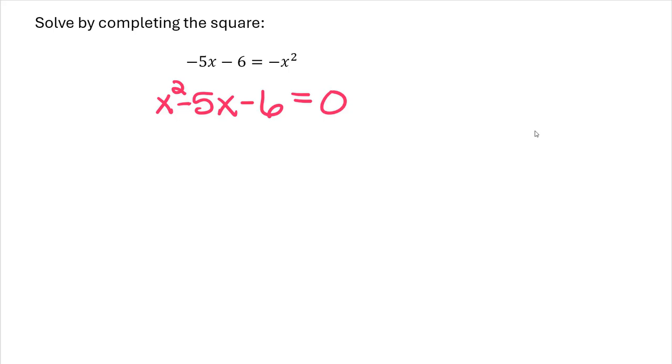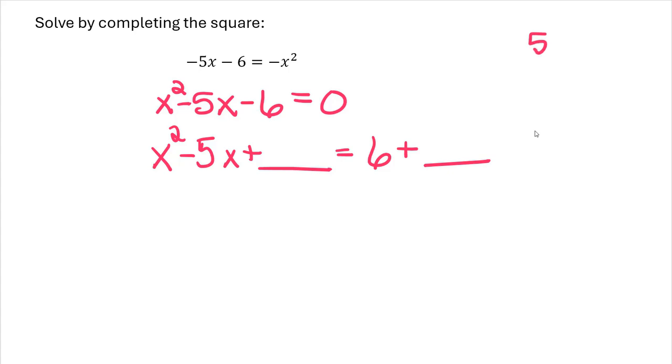And now we're going to move this 6 to the other side. So we'll add 6 on both sides, and we'll leave a blank next to the 5x. So we're going to have 6 on the right plus something. All right, that number is always half the x coefficient squared. So our x coefficient is 5, so half of 5 is 5 halves.